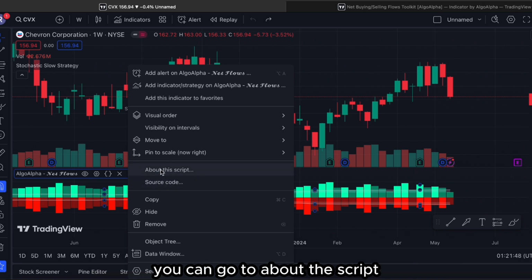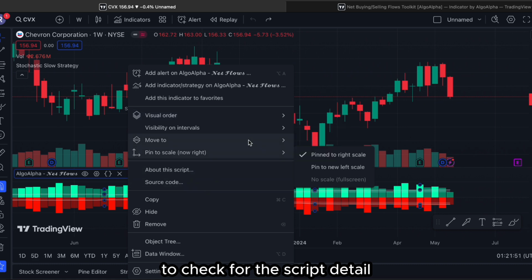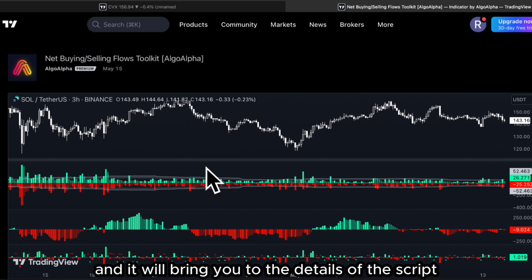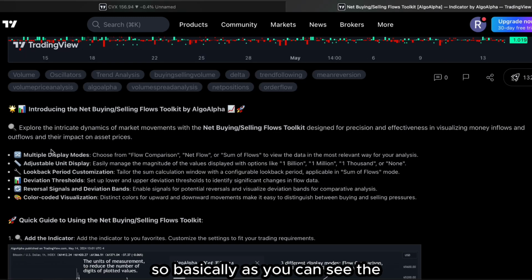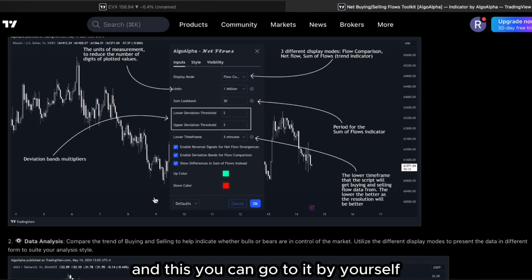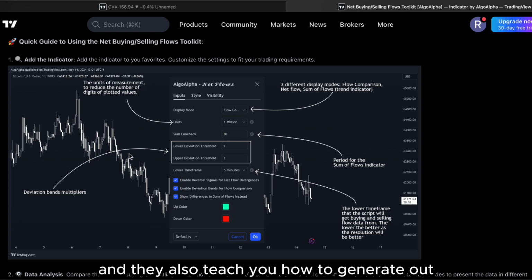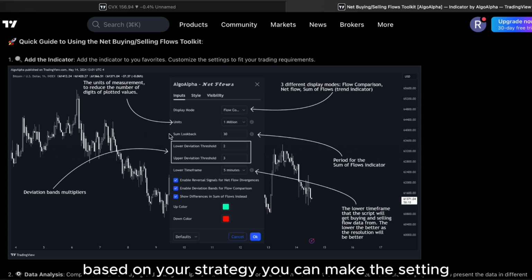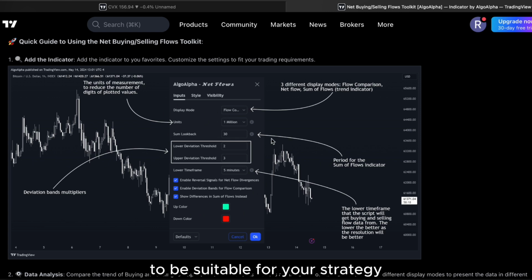You can go to about this script to check the script details, and it will bring you to the details of the script. So basically, as you can see, it shows the visualization, money inflows and outflows and the effect on the price, and you can go through this by yourself. And they also teach you how to set up the indicator based on your strategy. You can make the setting suitable for your strategy and start your trading.